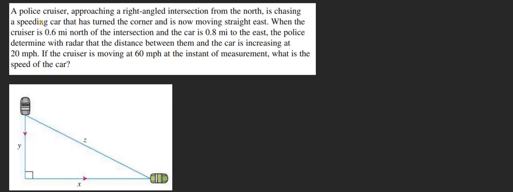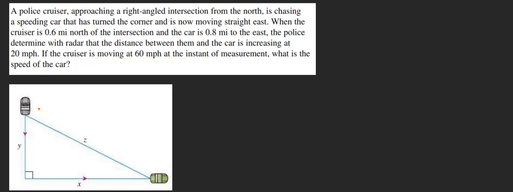In this video, we're going to continue to talk about related rates. Let's take a look at this example. A police cruiser approaching a right-angled intersection from the north is chasing a speeding car that has turned the corner and is now moving straight east.